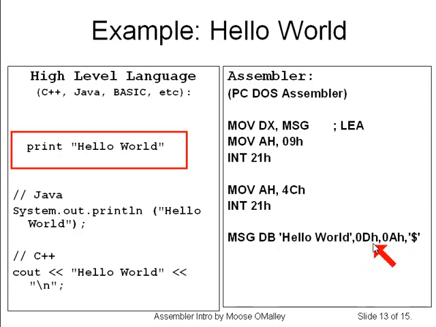0DH is 13 in decimal, and that's the carriage return, and 0AH is 10 in decimal, which is the line feed character. Okay, so it's going to put hello world followed by a carriage return and line feed, which is basically what the print line does, and that \n there does. Basically the same sort of thing.